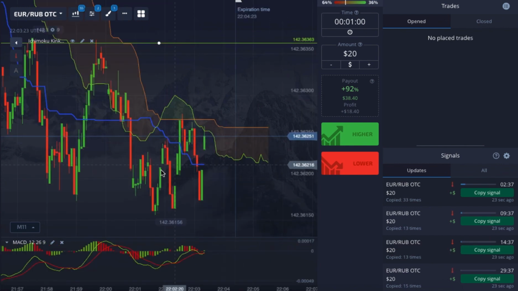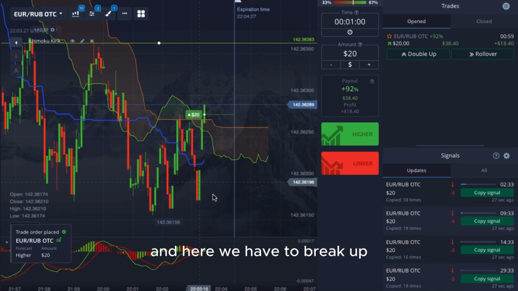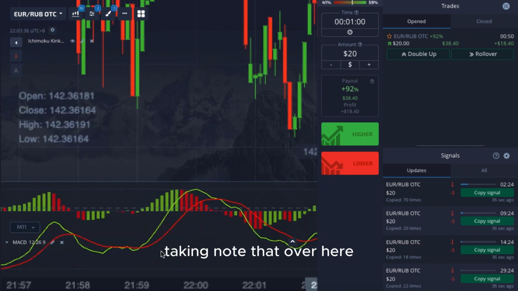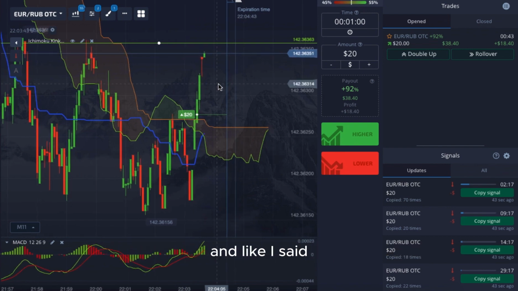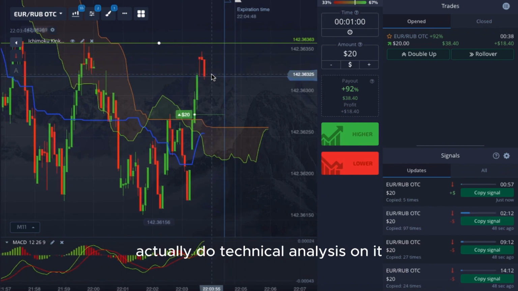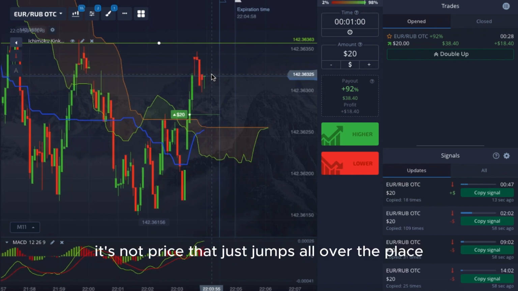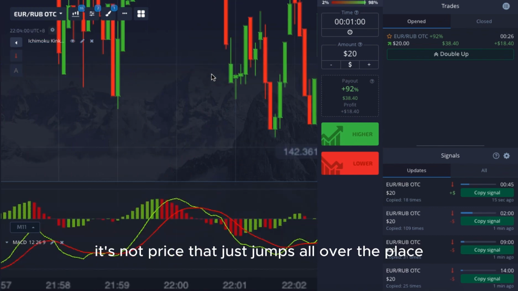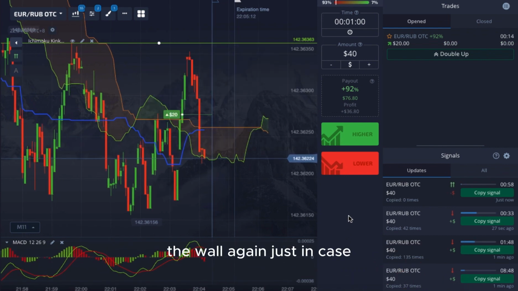Alright, so it's kind of like building up, consolidating for a breakout, and here we have the breakout. Taking note that over here, the MACD is not stuck close to the line. So just as I have predicted, and like I said, what I really like about the OTC and Pocket Option is that you can actually do technical analysis on it. It is highly logical. It's not price that just jumps around all over the place to kind of screw you over, you know. I'm going to double up again, just in case.